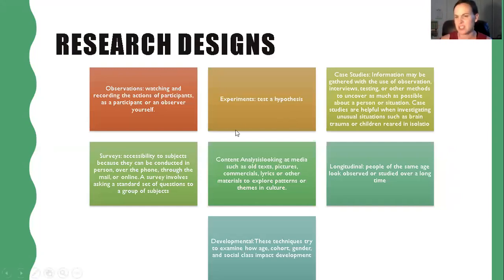Then experiments, where you have a hypothesis. A lot of the conditioning, classical conditioning and operant conditioning. So you have a hypothesis about a child, and then you do some kind of test or experiment in order to prove it. Then case studies.